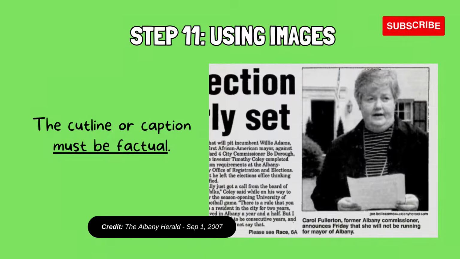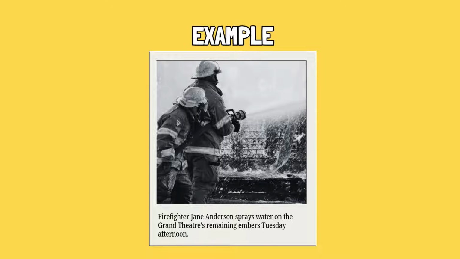You should also include a cut line, which is a caption for the image. It must be factual. Never assume what is happening in a photo. Verify it. You may describe who is in the photo and what they are doing. Use the present tense to make it feel immediate. For example, firefighter Jane Anderson sprays water on the Grand Theater's remaining embers Tuesday afternoon.